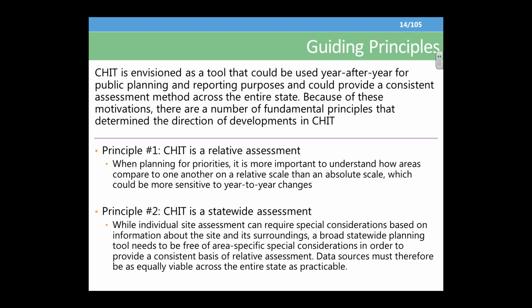CHIT is a statewide assessment. So again, while individual site assessment can account for special considerations and a lot more information and detail, broad statewide planning needs to be free of these area-specific special considerations in order to have a consistent basis. We are really looking for an analysis that has a consistent basis, and our data sources therefore have to be able to meet that. They have to be as equally viable across the state as we can possibly implement.